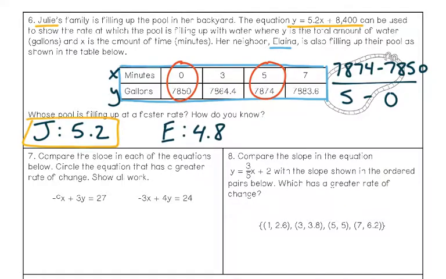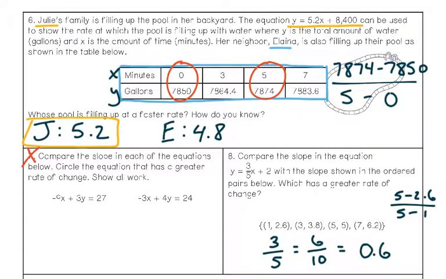Hopefully you said that Julie has a greater rate of change because she has a bigger number as her slope than Elena does. Let's actually go ahead and skip number 7 now and look straight at number 8. Number 8 says compare the slope in this equation with the slope shown in the ordered pairs. Which one has a greater rate of change? So you're going to want to find the rate of change in the equation, the rate of change from the ordered pairs, and then decide which one is greater, the equation or the ordered pairs. Go ahead and try that all by yourself now, and then press play when you're ready to check.